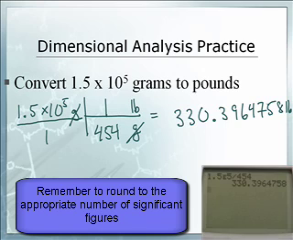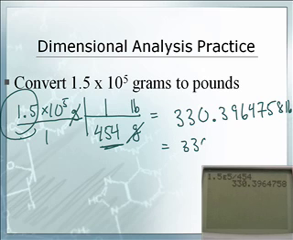No. What's wrong? Well, I think we have too many digits. We have too many significant figures, so let's appropriately round this. We have 2 significant digits in the 1.5 number, and 454 has 3 significant digits, so our answer needs 2 significant figures: 330 pounds. Now that 0 right here is not significant. It's part of the number. It's not 33, it's 330, but that 0 is not significant.